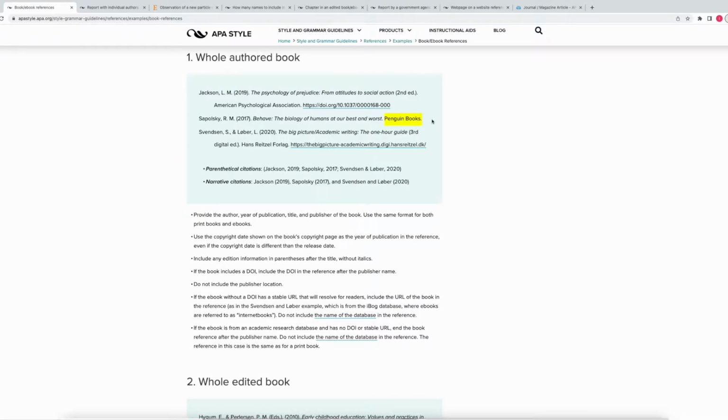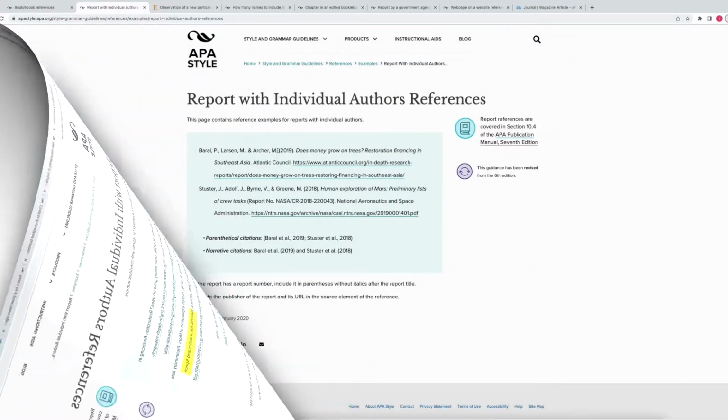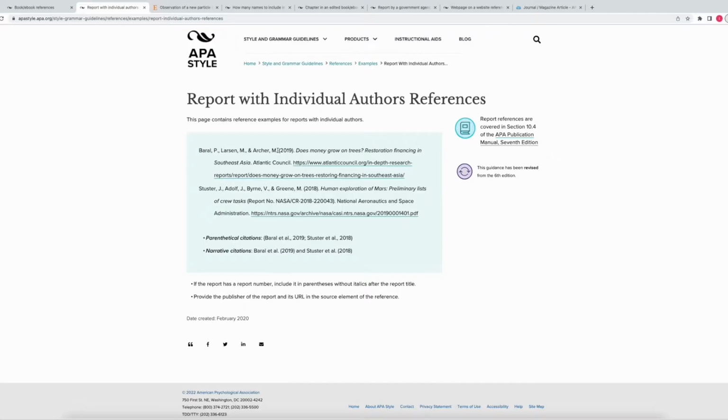But now what do you do with all these other little variations? For example, in this case, this is an example of what I would call a report. Does Money Grow on Trees? from the Atlantic Council, or Human Exploration of Mars, which was published by NASA. In this case, we have people who wrote things, so these are real people authors, and we have, in this instance, 3 names.